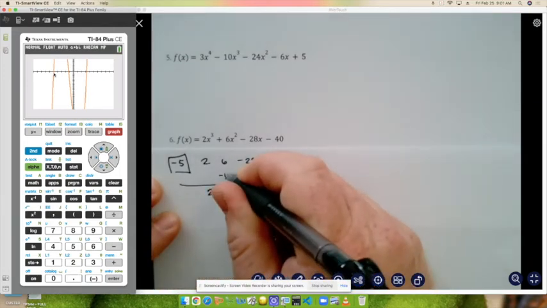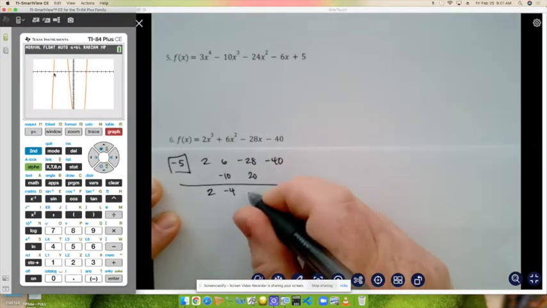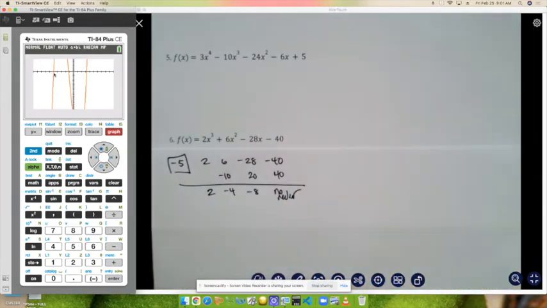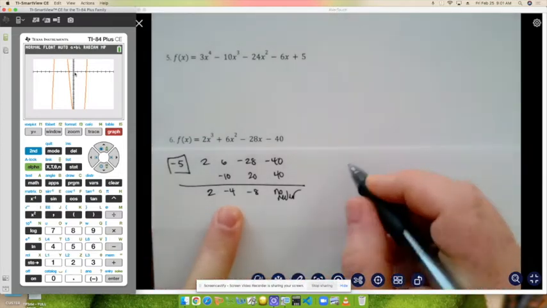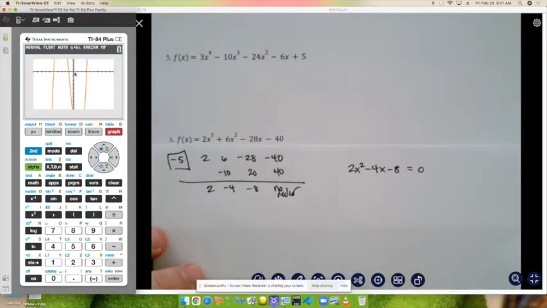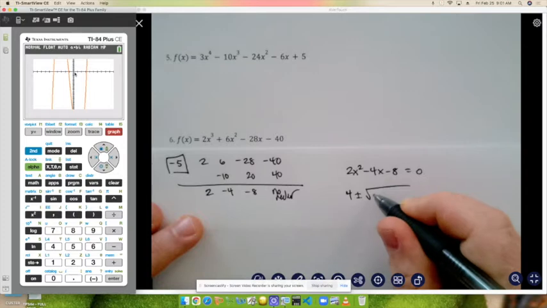So let me start with -5, do the synthetic division thing, and with any luck, I'll end up with, yep, no remainder. Take a look at those coefficients down at the bottom. That is a quadratic, 2x squared minus 4x minus 8. Solve that with the quadratic formula. Your second and third solutions will just come from that.